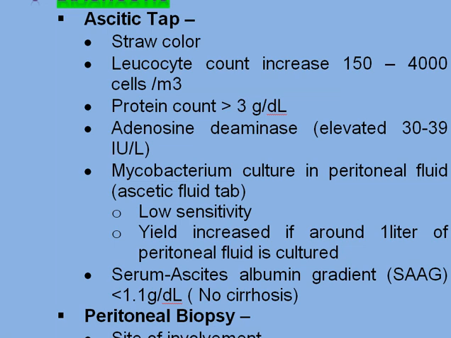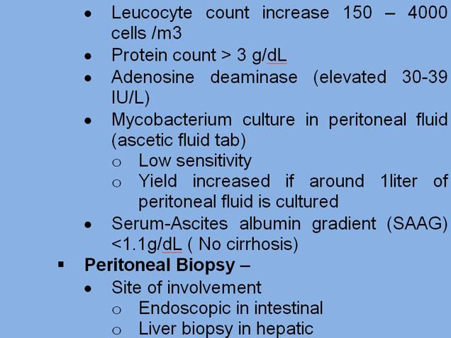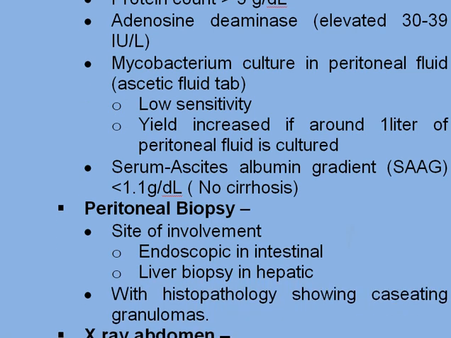So mycobacterium culture in the peritoneal fluid, ascitic fluid tap, is very important, but it has low sensitivity and the yield increases if around 1 liter of the peritoneal fluid is cultured. Then serum ascites albumin gradient will be less than 1.1 gram per deciliter in the absence of cirrhosis.